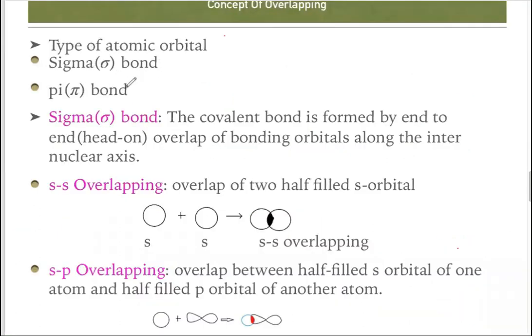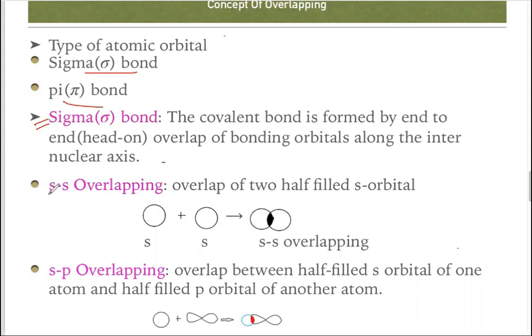Next we'll talk about the two types of bonds in covalent compounds. One is the sigma bond, another is the pi bond. So first we'll discuss what sigma bonds are. The sigma bond is defined as the covalent bond formed by end-to-end or head-on overlapping of bonding orbitals along the internuclear axis. So the bond formed by axial overlapping. What is the meaning of axial overlapping?